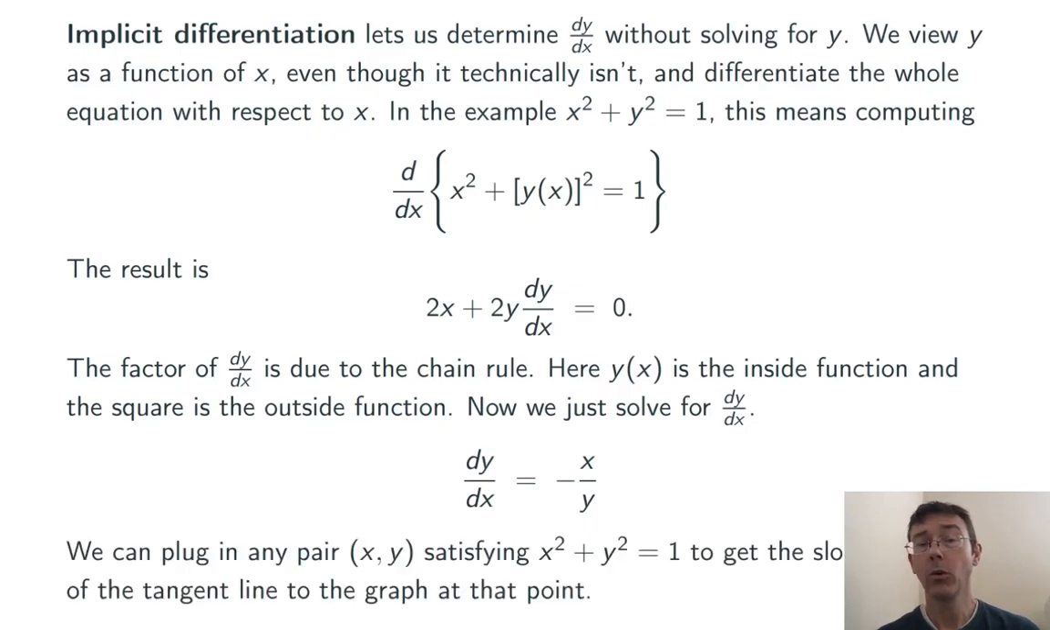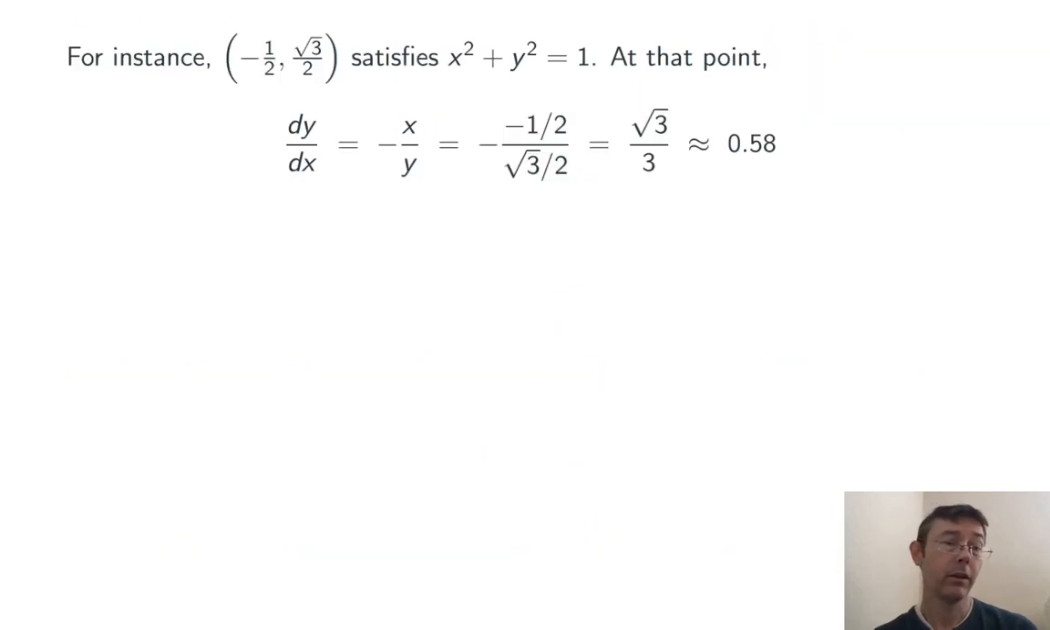Now, if we have any ordered pair (x, y) that satisfies this equation, so a point that lies on the graph, we can just plug in to get the slope of the line tangent to the graph at that point. For instance, let's take the point (-1/2, root 3 over 2), which satisfies this equation, and plug it into our formula for the derivative. We get about 0.58, root 3 over 3.